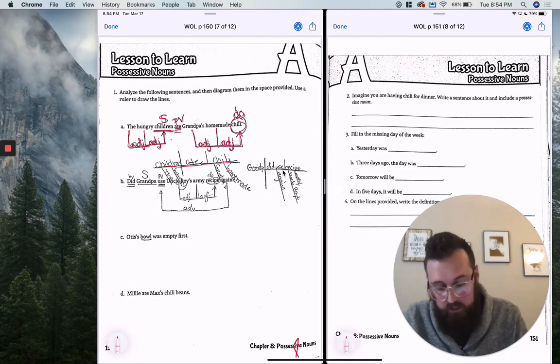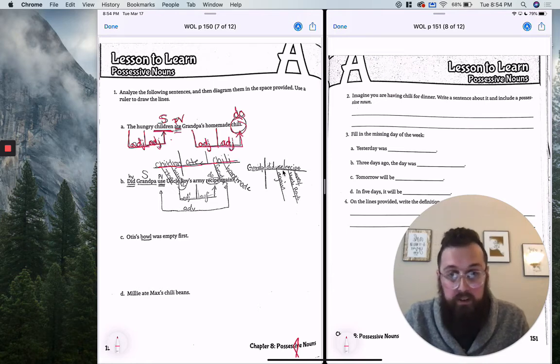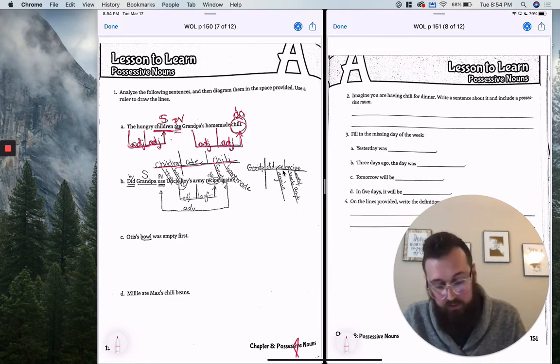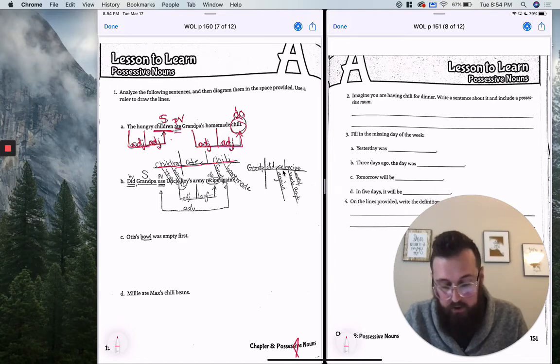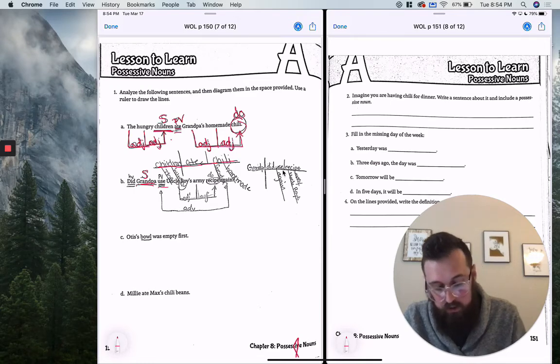Our second sentence: did Grandpa use Uncle Roy's army recipe again? This one's another interrogative sentence. My sentence this time is about Grandpa. He's my subject. Grandpa used, predicate verb. Recipe is going to be my direct object.